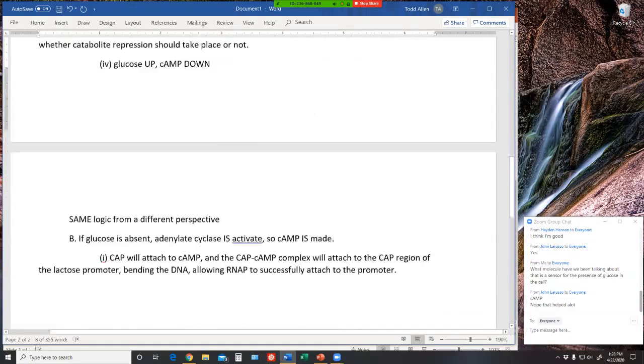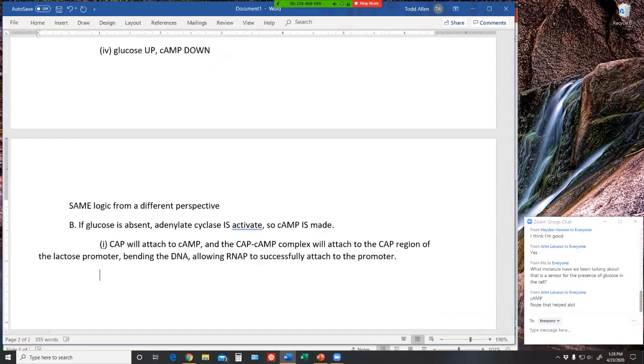So statements A and B, let me complete statement B here. We said that if glucose is down, then cyclic AMP is going to be up, right? That's exactly the opposite here. I'm saying the same thing two different ways from two different viewing perspectives. All right, so this explains how catabolite repression plays a role in keeping the genes of the lactose operon shut down or permitting them the possibility of being expressed.